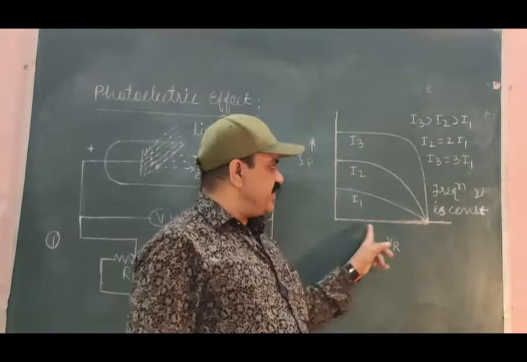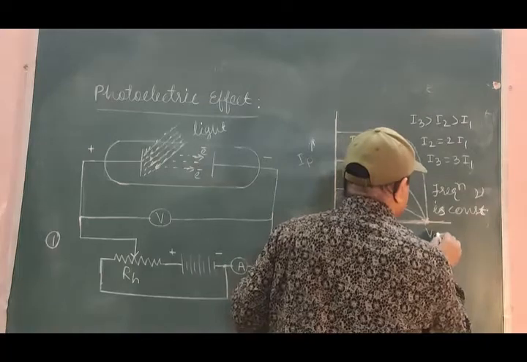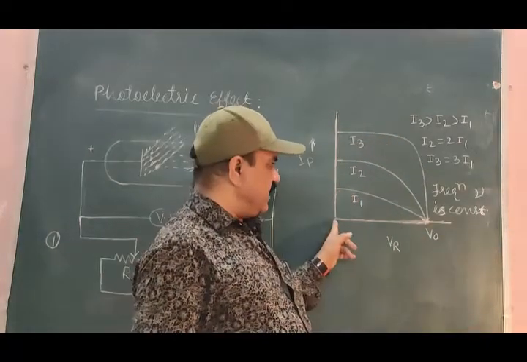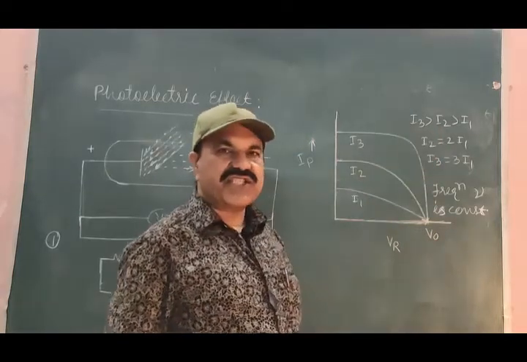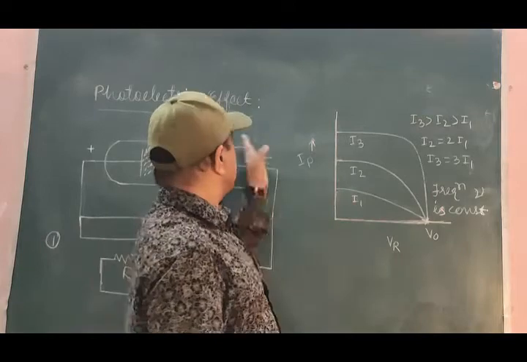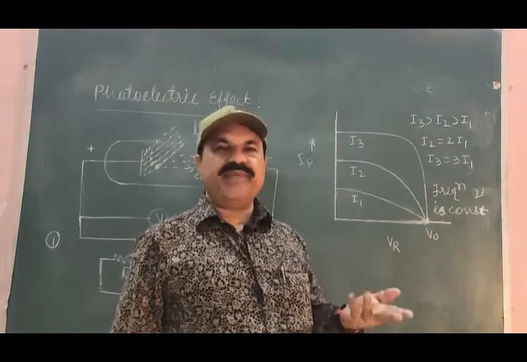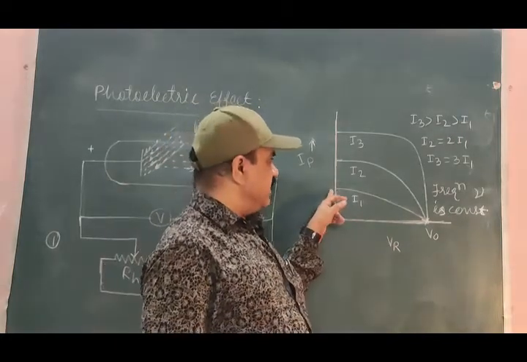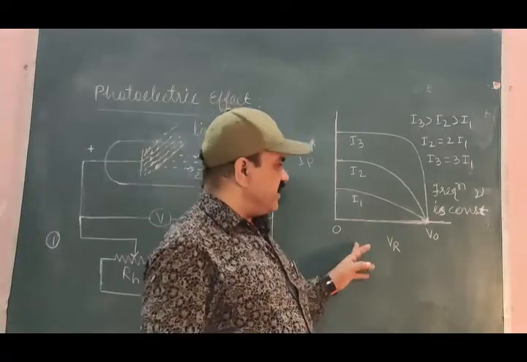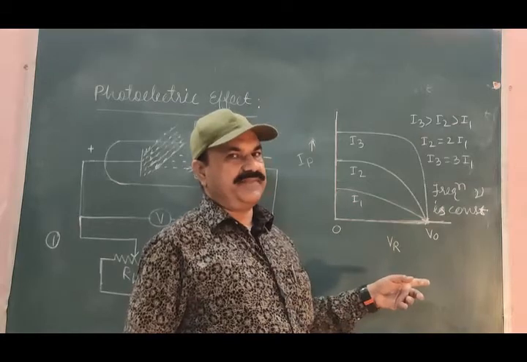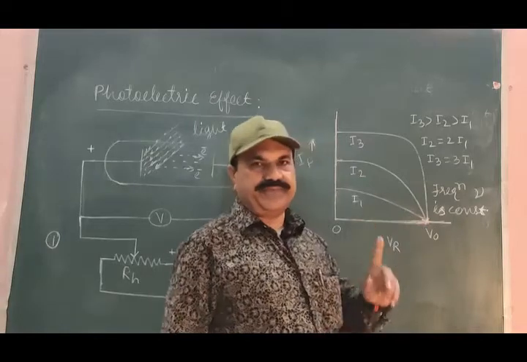the current ceases at the same potential. You may consider this potential as V0. The current ceases at the same potential. As I1 is the smallest intensity of light falling on this metal surface, the number of electrons emitted may be smaller, and what we find, initially the current is here when this VR is 0. As this VR is increased in the negative direction, the current goes on decreasing and decreasing, and it has become 0 here.